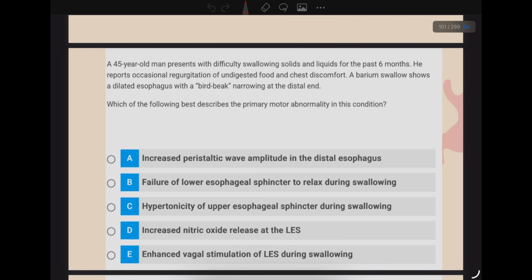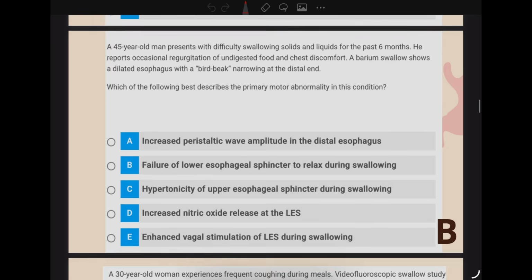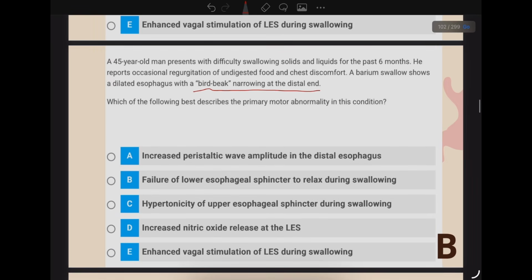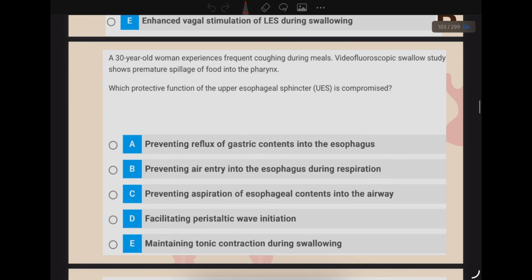Okay, if you want to answer it yourself. It's B, because you have a bird beak appearance, so this is achalasia. What happens in achalasia? Failure of the lower esophageal sphincter to relax during swallowing. Very easy.